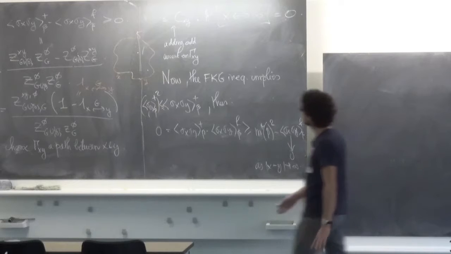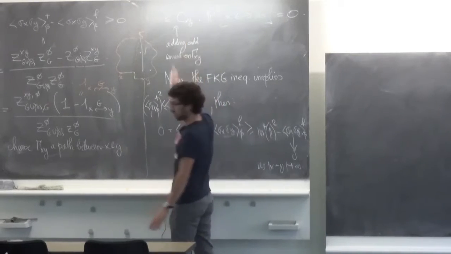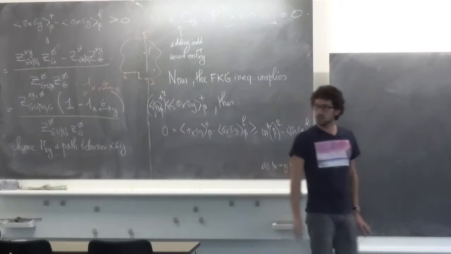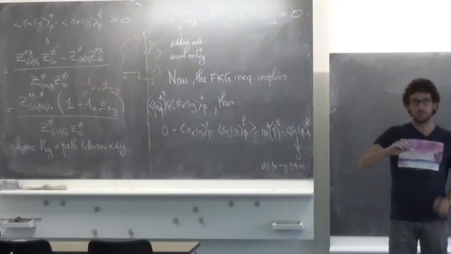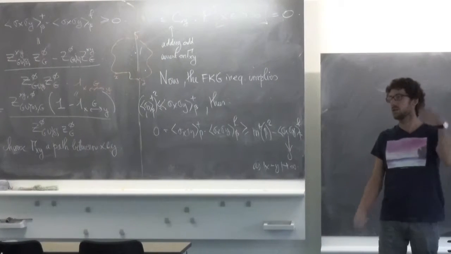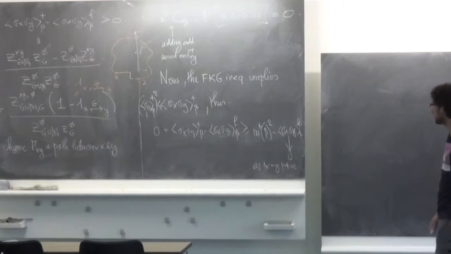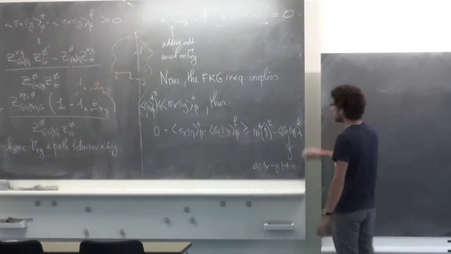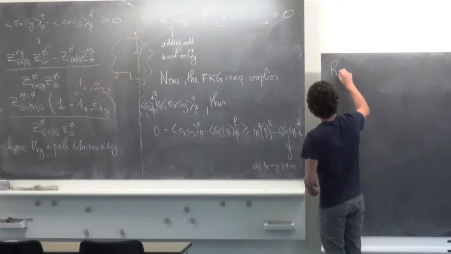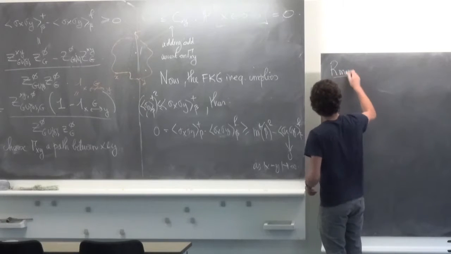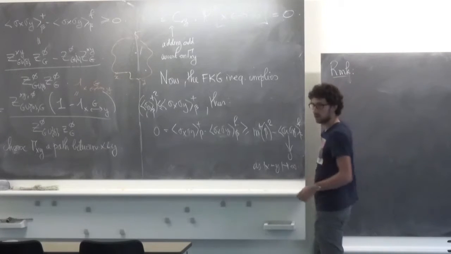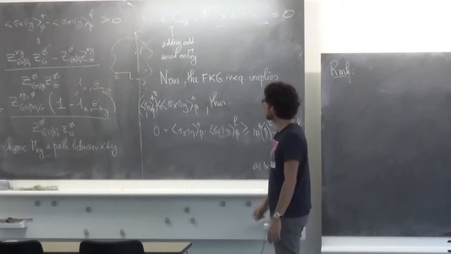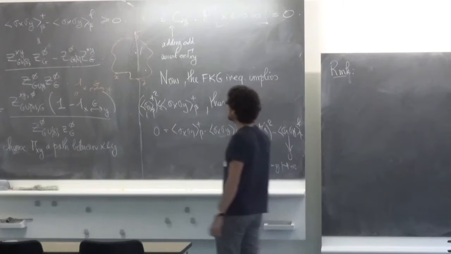So here, the only thing I omitted is the existence of this CXY, but this is really the same proof as before, you are going to define the map phi, and it works the same. Okay, let me just finish with the icing on the cake somehow. One remark. One remark before the icing.